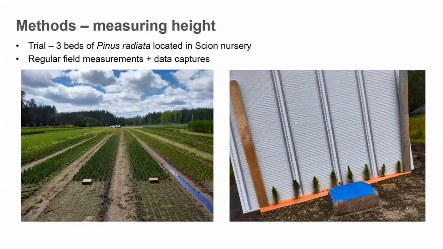To test our objectives, we established a trial in Scion's nursery containing 3 beds of radiata seedlings. Within each bed, we selected a minimum of 30 rows of seedlings, and each row of seedlings was measured at monthly intervals alongside the ground truth data captures.